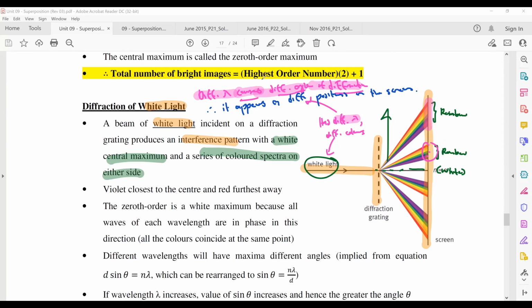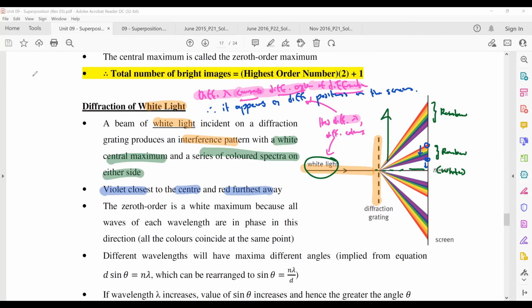So usually when it diffracts and then they end up at different positions on the screen, what we'll tell you is that violet will always be closest to the center and red is the furthest away. Okay. Why do we say that? You see, when you look at this screen right now, violet is over here. Violet is purple. Okay, it's closest towards the center. Red is furthest away from the center. Okay, why is it so?